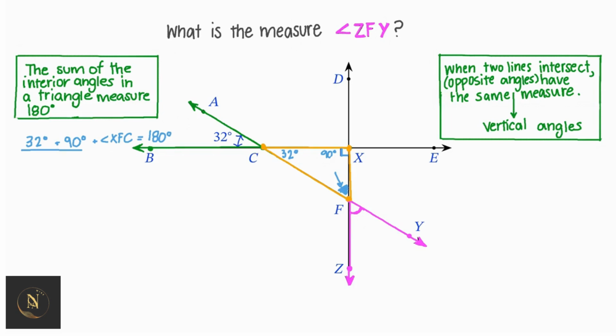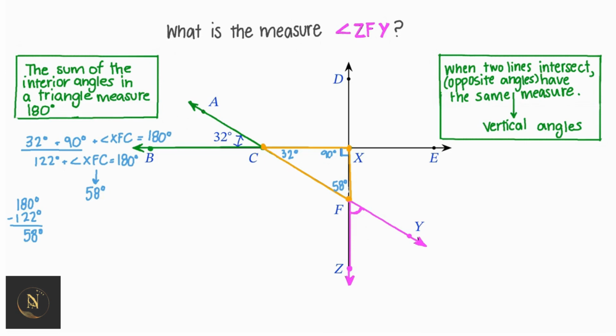We can add our first two angles together, 32 plus 90 equals 122 degrees. 122 degrees plus our missing angle has to equal 180 degrees. If we take 180 degrees and subtract the 122 degrees, we come up with 58 degrees. Angle XFC has a measure of 58 degrees.